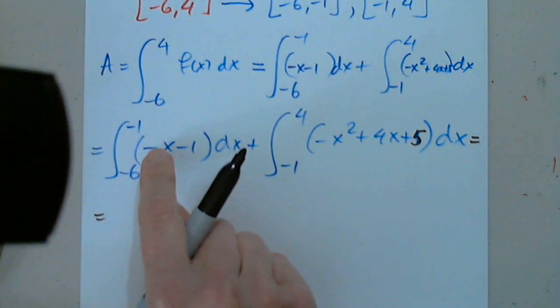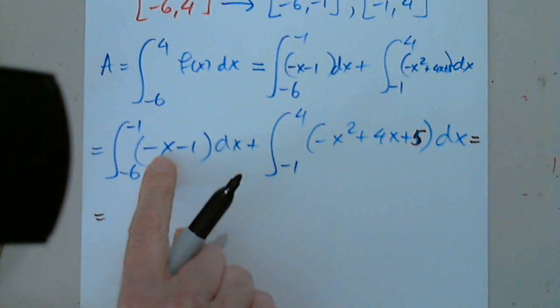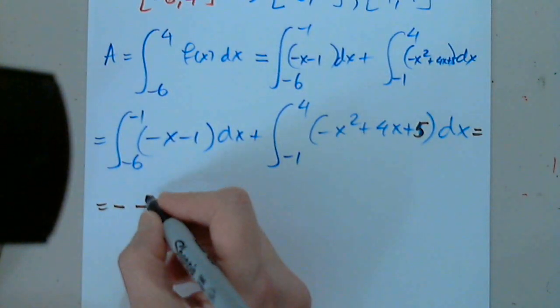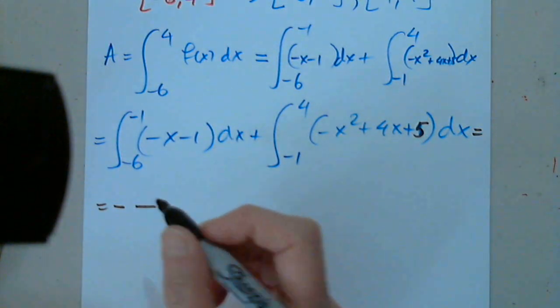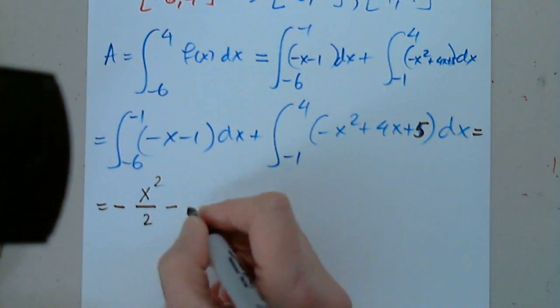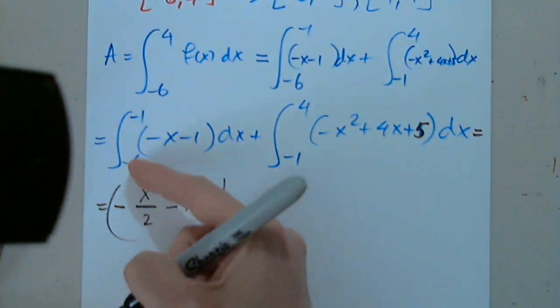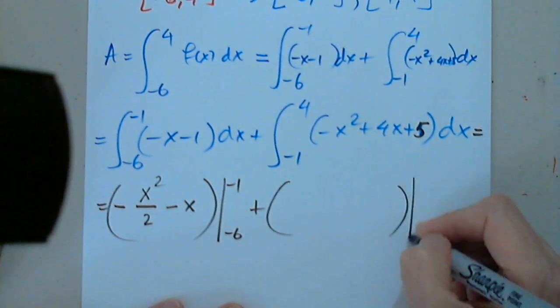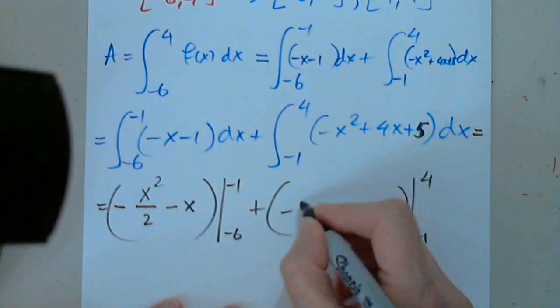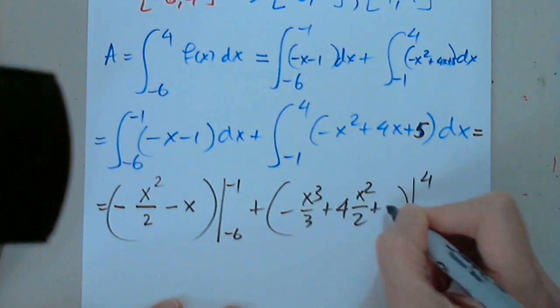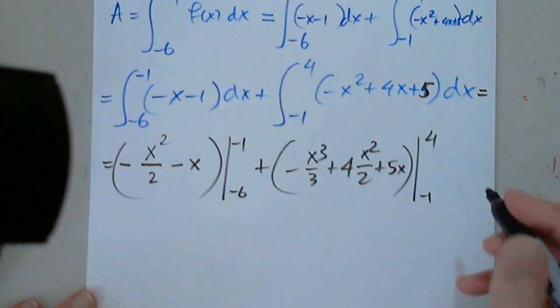Thank you. Good. So, which function has the derivative negative x? Is it x squared over 2? Right, very good. And then minus x. Good. From -6 to -1. Plus negative x cubed over 3 plus 4, and then x squared over 2, and then plus 5x. Brilliant. Thank you very much.